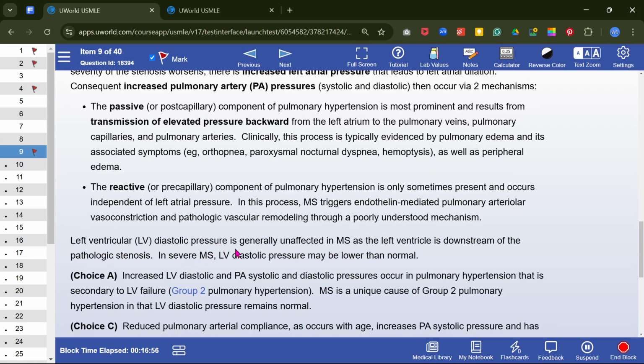Left ventricular diastolic pressure is generally unaffected in MS as the left ventricle is downstream of the pathological stenosis. In severe MS, left ventricular diastolic pressure may be lower than normal.